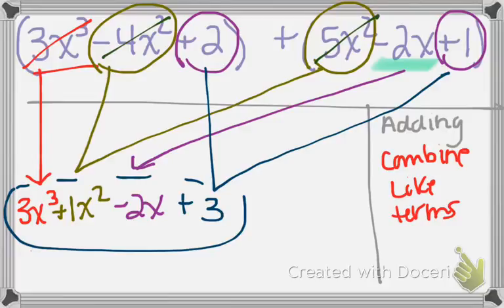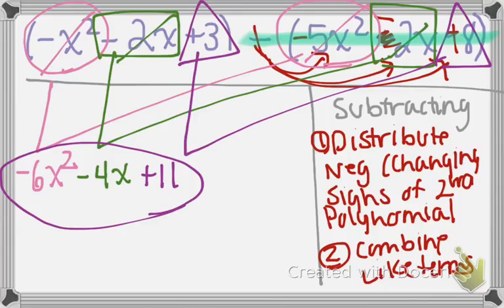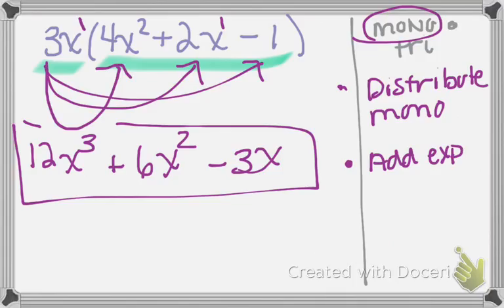When we're adding polynomials, we just combine like terms. Reminder, like terms, we don't do anything with the exponents. We just combine them. They stay. Subtracting, we take that subtraction sign, we distribute it to each term in the second polynomial right after it. That changes all the signs, and then we combine like terms. Multiplying any polynomial by a monomial, just distribute it. It's the easiest that way.